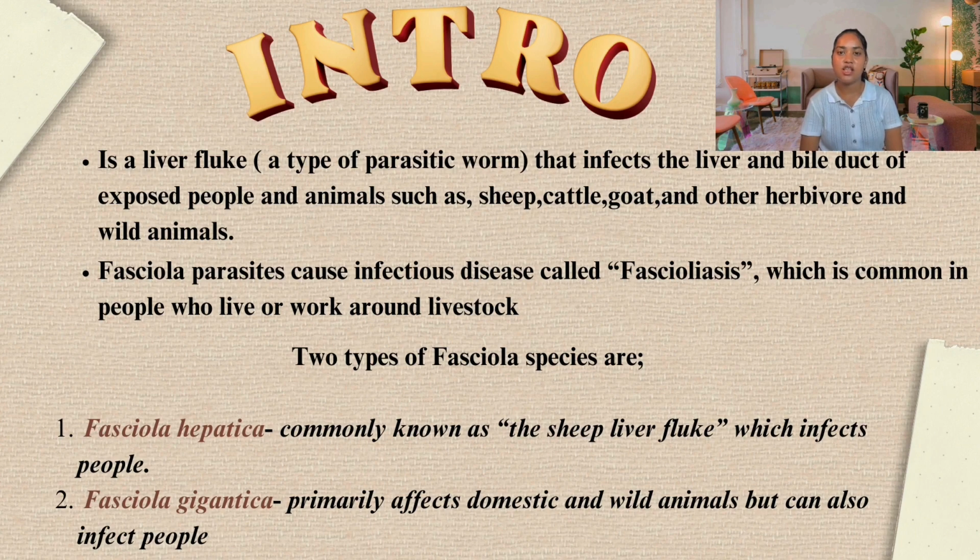The first one is Fasciola hepatica. This type of fasciola is also known as the sheep liver fluke, which most commonly infects people. The second type is Fasciola gigantica. This type of fasciola primarily affects domestic and wild animals, but it can also infect humans as well.